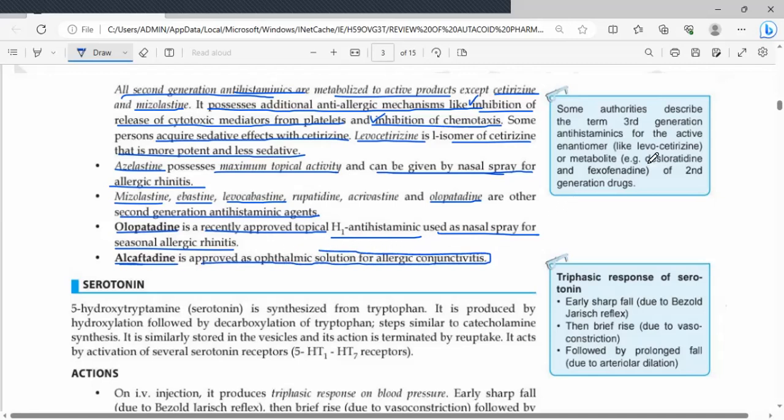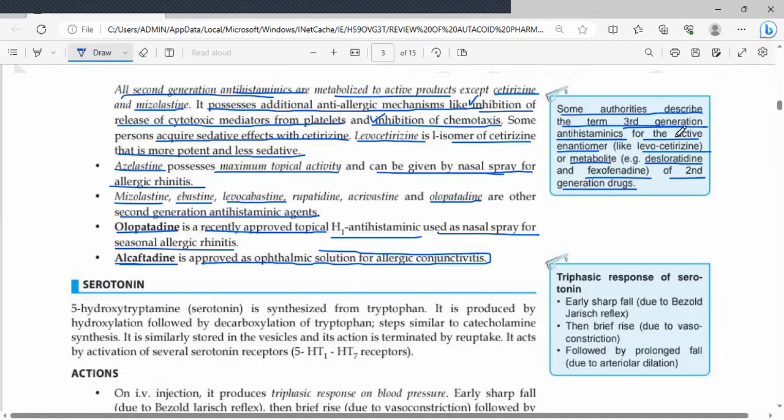Okay, so note this, that some authorities describe the term third generation antihistaminics. In some texts you find third generation antihistaminics used for the active enantiomer like levocetirizine, or the metabolites desloratadine and fexofenadine of the second generation. So if you come across that term, that is what they are trying to say. They are the active enantiomers or the active metabolites of the second generation antihistaminics. So that is where we reach.